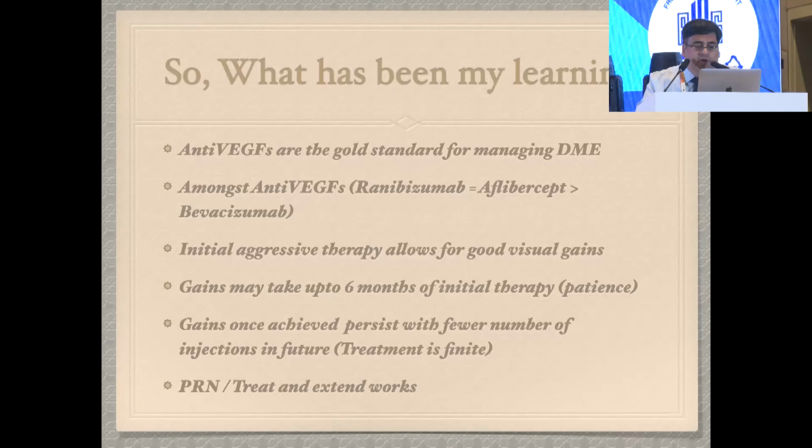So this is what we have learned: anti-VEGF are the gold standards for managing DME. And amongst anti-VEGF, ranibizumab and aflibercept work slightly better than bevacizumab. Initial aggressive therapy, I said, is good for good visual gains. And what you gain initially, you are then able to sustain. Over a period of time, the number of injections tends to go down. So this is what we all know.